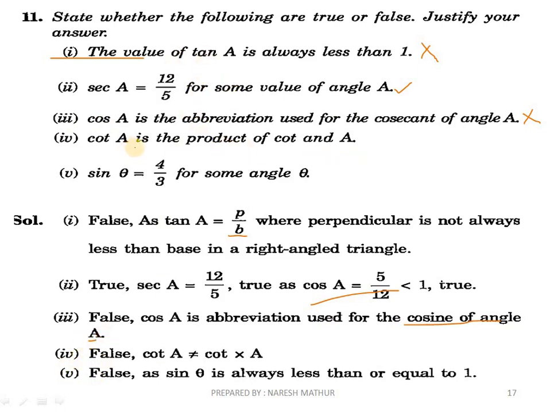Now at fourth, cot A is the product of cot and A. No, cot is a trigonometric ratio and A is the angle with it. So it is also false. Sin theta equals 4 by 3 for some angle theta. Now see here, 4 by 3 is greater than 1 and sin theta contains values between 0 and 1. So it is false.